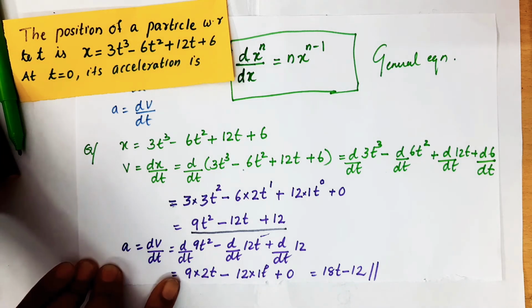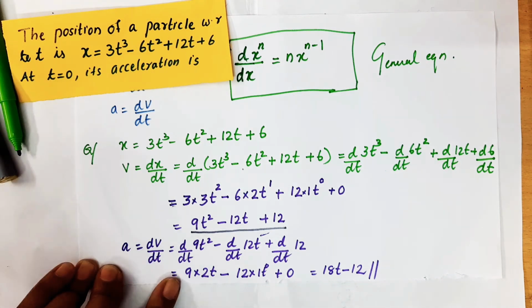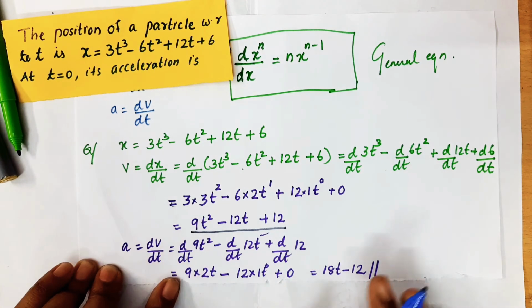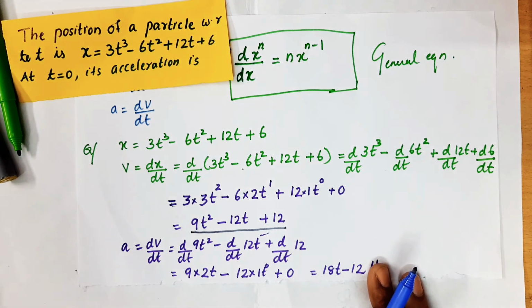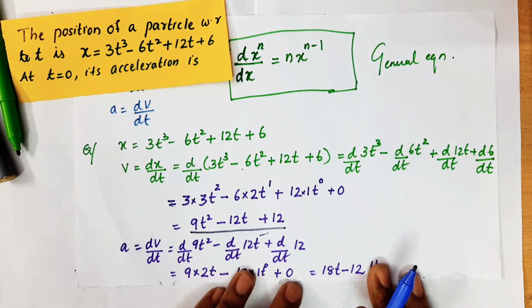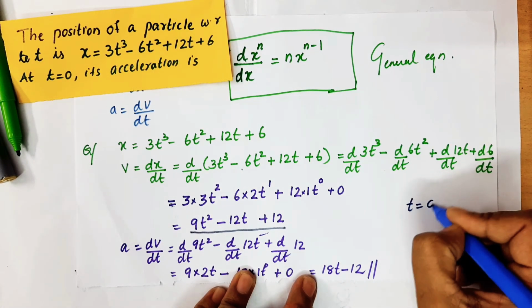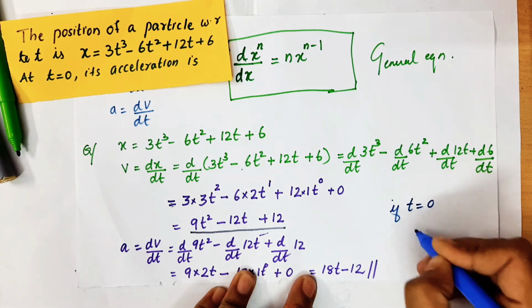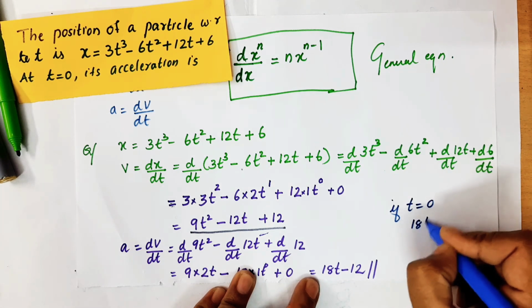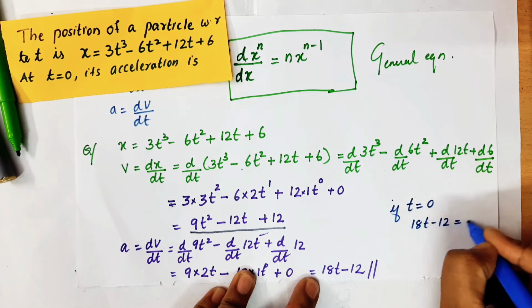But in the question they are asking, at t equal to 0, what is the acceleration? At t equal to 0, what is the acceleration? So how can I write it? If t equals 0, 18t minus 12 equals 0.